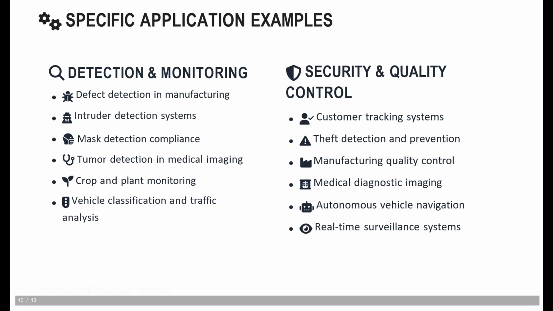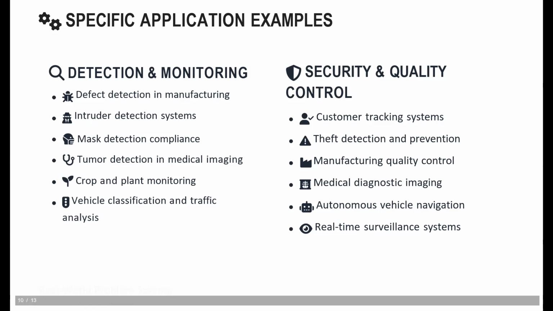Specific application examples. These are some of the important applications where we can use computer vision. Detection and monitoring: in earlier times we had CCTV cameras which used a DVR, isn't it? That was a primitive and traditional type. Now we can detect the motion of a human, and the cameras are Wi-Fi, isn't it? Development is going on. How does computer vision help us? There are some points here: detection in manufacturing, intruder detection systems, and next, mask detection compliance.